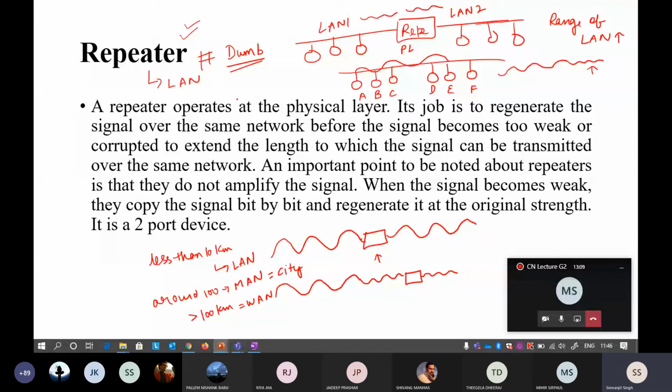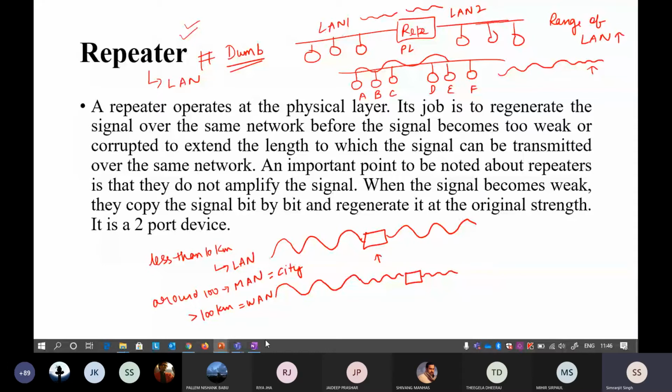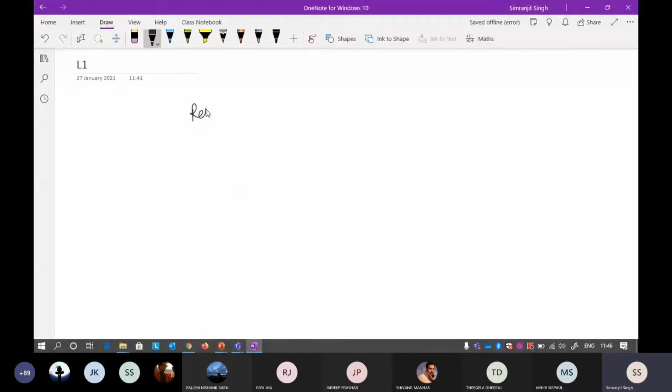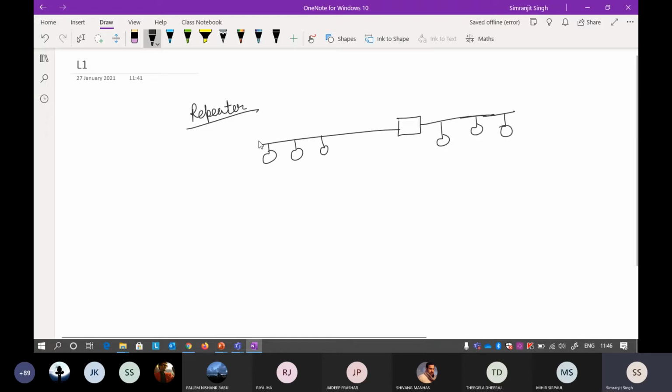Now, why is it called a dumb device? I'll take an example here. Suppose this is your repeater, and these are your devices: three devices connected here. If you remember, in a LAN I will talk about the data link layer. Suppose this particular device wants to communicate with this particular device C.